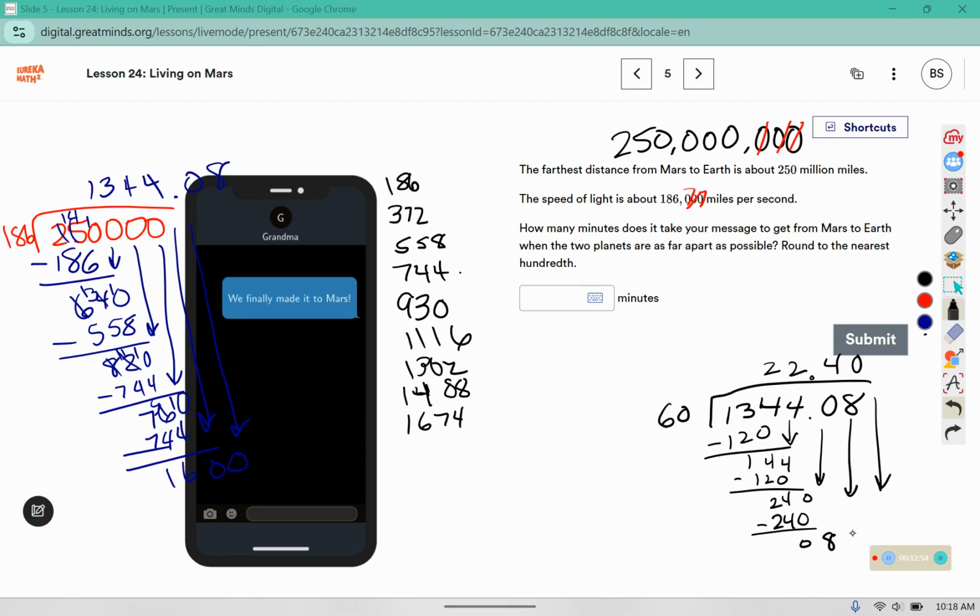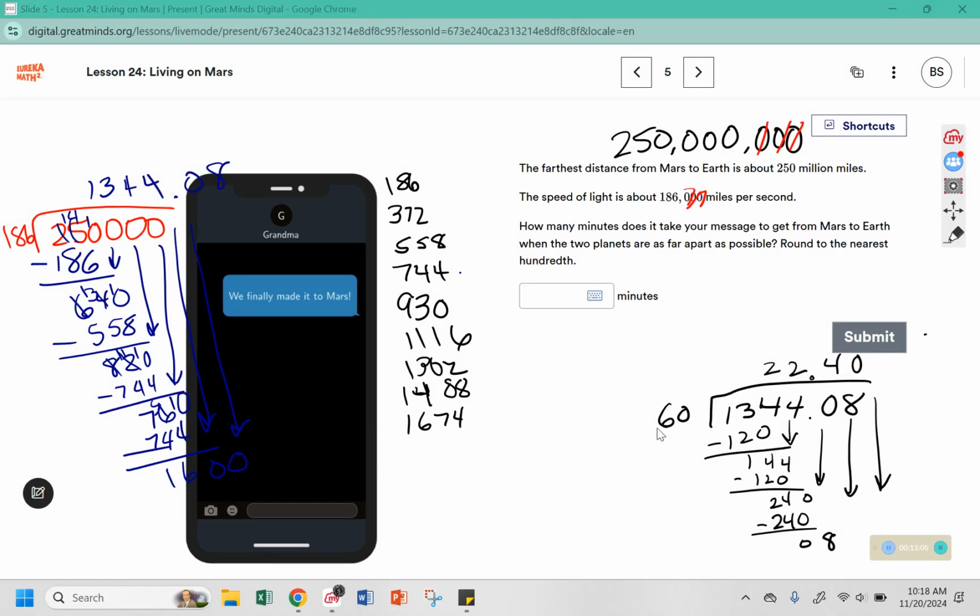If we keep going, it would only fit in there 1 time. So it's going to round to 22.4. Yes, 22.4 minutes.